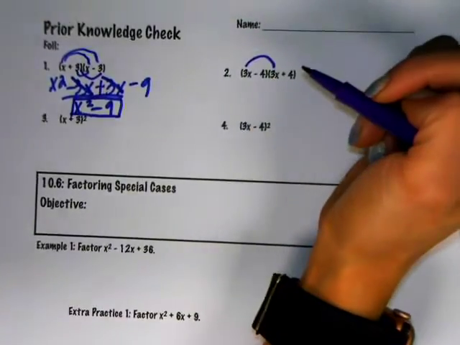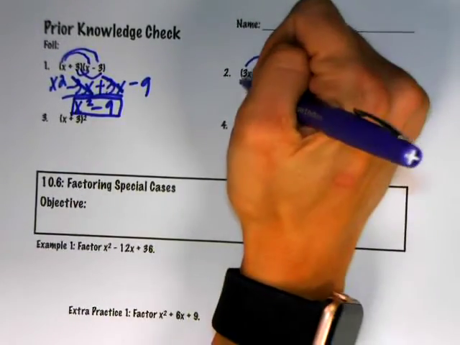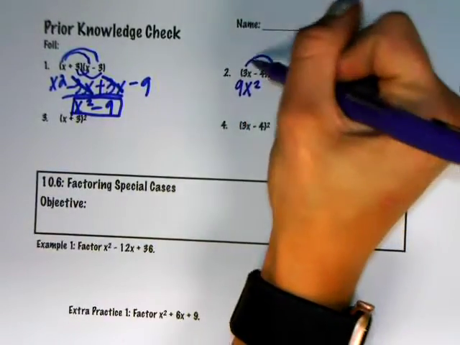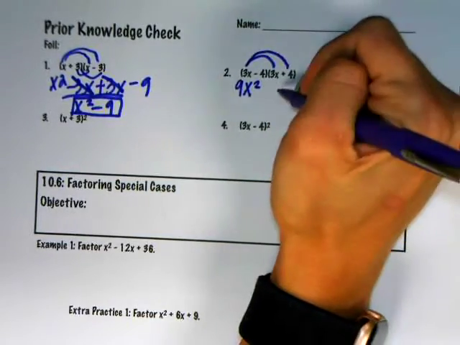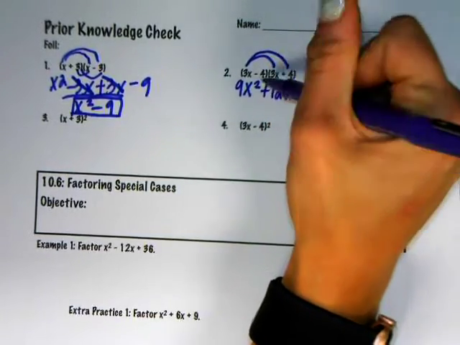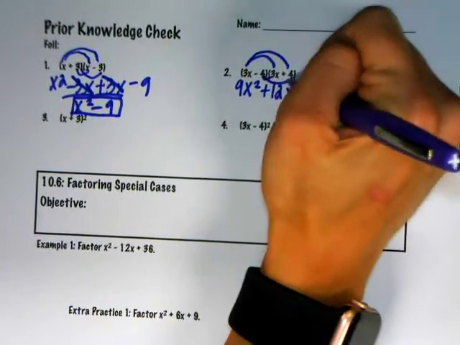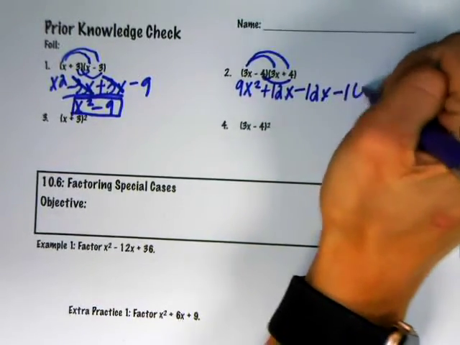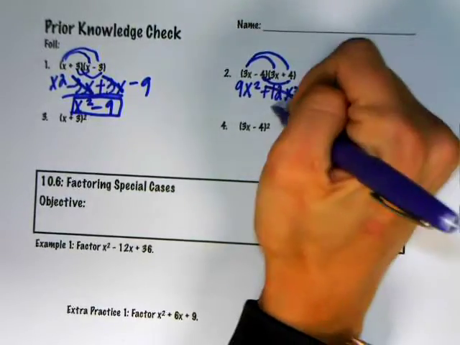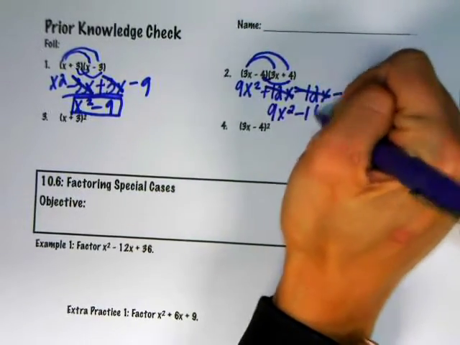3x times 3x? 9x squared. And then 3x times 4? 12x. And then negative 4 times 3x? And then negative 4 times 4? Negative 16. And then the middle, same thing. So you get 9x squared minus 16.